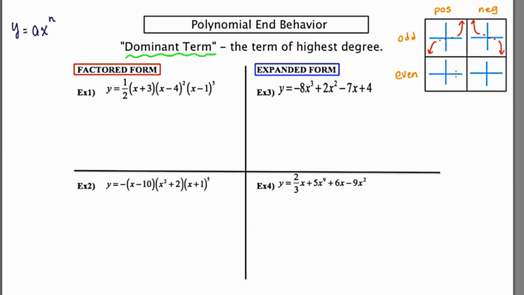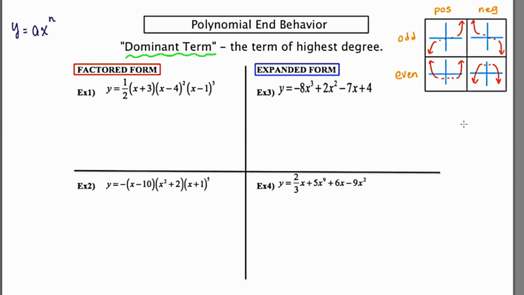A third classification would be even positive. This would be if both arms are opening up. And finally, we have even negative, which would be both arms opening down. So the question that you're probably wondering is, how do you know which of these four classifications you have? Is it odd positive, odd negative, even positive, or even negative?